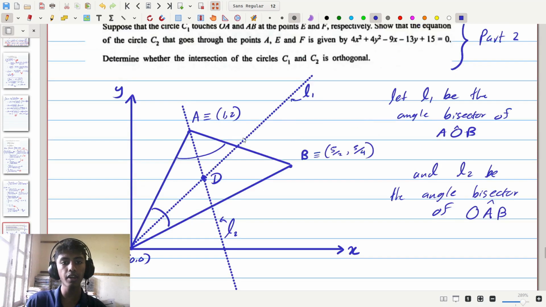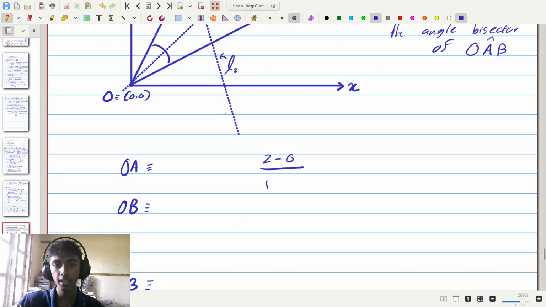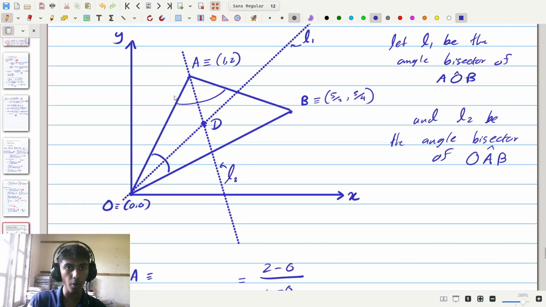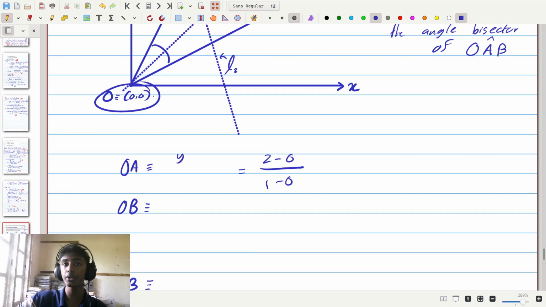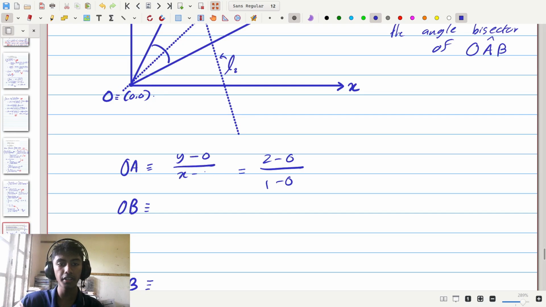Divide by the x value difference, which is going to be 1 minus 0, and this must be equal to the y value difference divided by x value difference for any other point x, y on the line OA. Now, considering that, we can see how if we consider the point O and any random point x, y, that y minus 0 divided by x minus 0 is also going to be equal to the gradient. So therefore, y minus 0 divided by x minus 0 is going to be equal to 2 minus 0 divided by 1 minus 0.